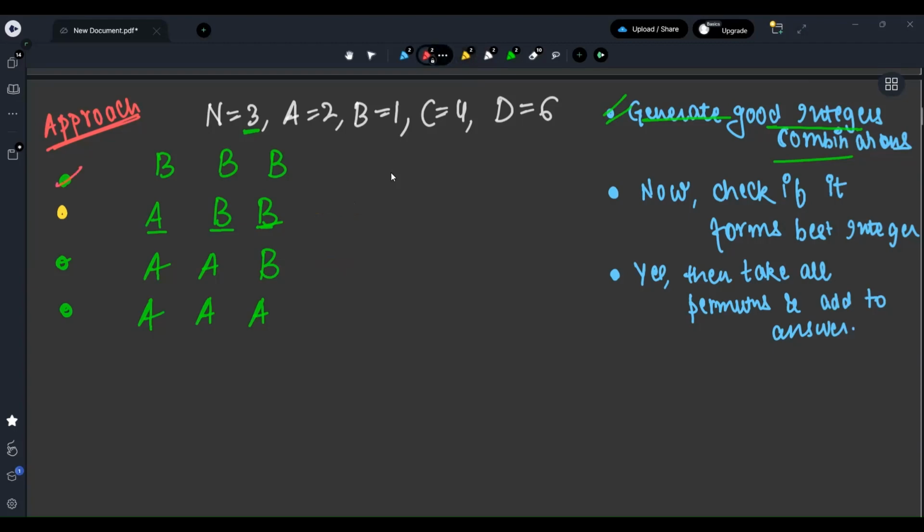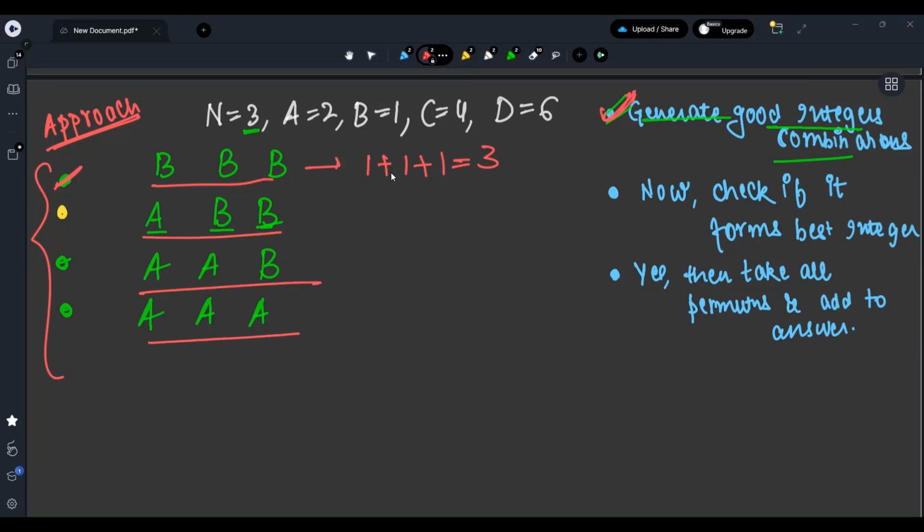Okay. So let's consider these three B's. Let's add these three B's: 1, 1, 1. So this is equal to 3. Now we have done this step where we are generating BBB, ABB, AAB, and AAA. So now I have written directly the BBB and AA.